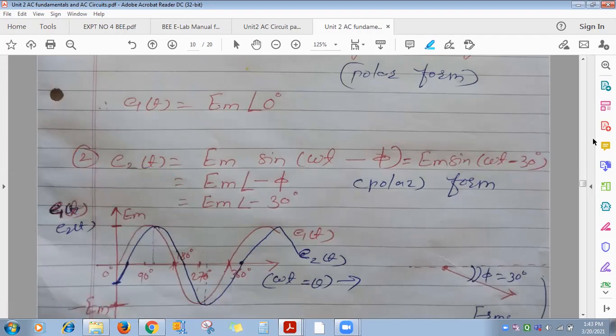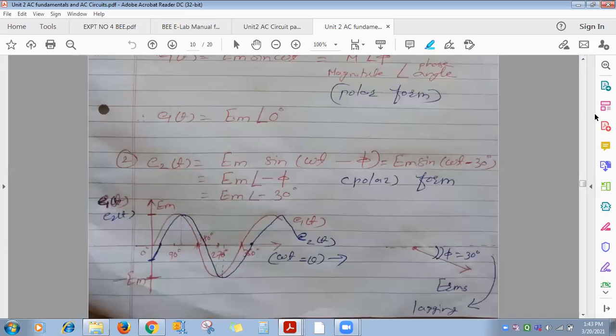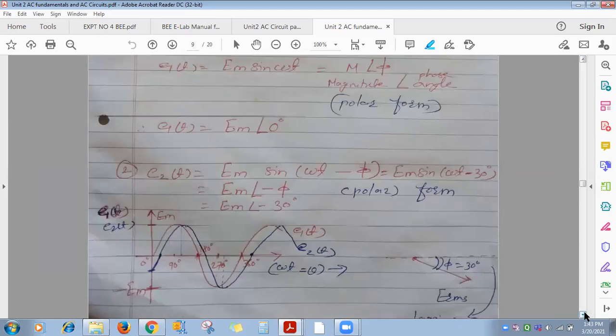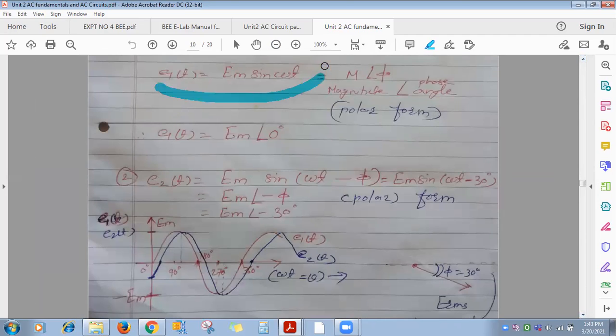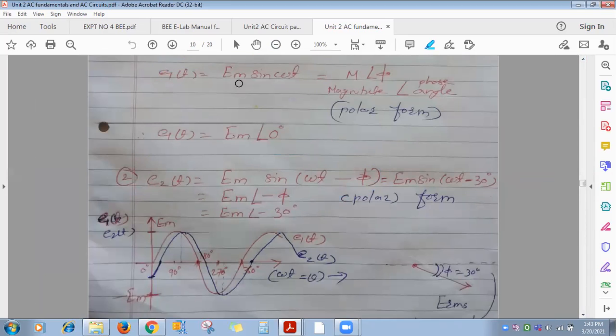The first waveform is what? Em sine of omega t only. See here, it's Em sine of omega t. The first waveform is Em sine of omega t. The second waveform is Em sine of omega t minus phi, that is minus 30 degree. Now if you observe both waveforms, their peak is the same, Em. Their angular frequency is also the same, omega.